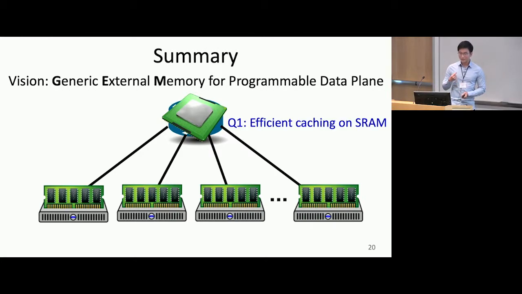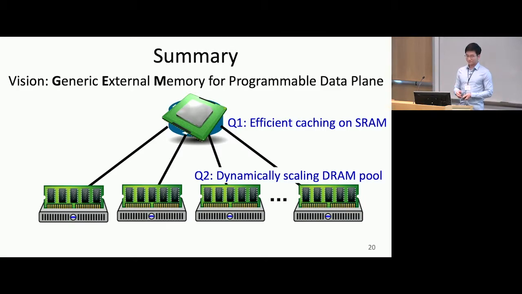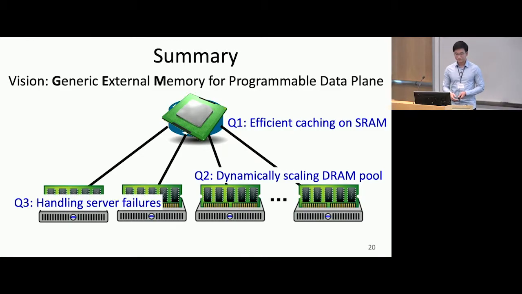First, designing an efficient caching mechanism is important. To minimize the access latency, we should efficiently cache a part of the remote data structure on on-chip SRAM. Also, to serve dynamically changing workloads, managing and scaling the remote memory pool in real time is another important issue. Lastly, handling switch or server failure efficiently is another open challenge.